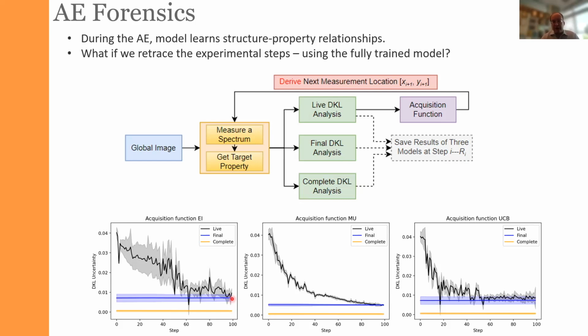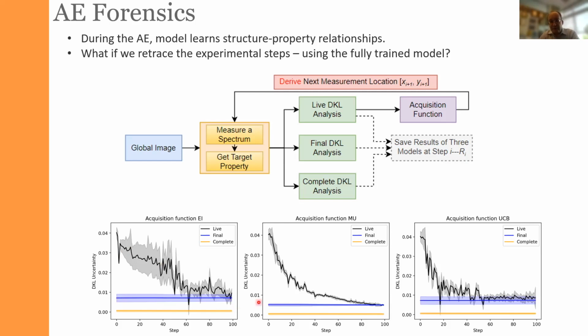So the final model is the model that knows as much as we would have known at the end of the experiment. So in the beginning, we learn. In the end, we fix our knowledge and we create the final model. And then we can compare the learning and predictions between the live model and the final model. And in the case of the dummy data sets, we also can create the complete model, which is trained on the full volume of data. And again, we can compare the prediction and uncertainty.